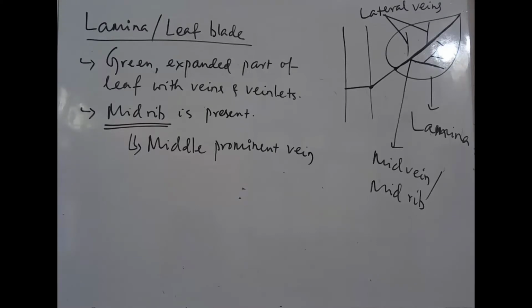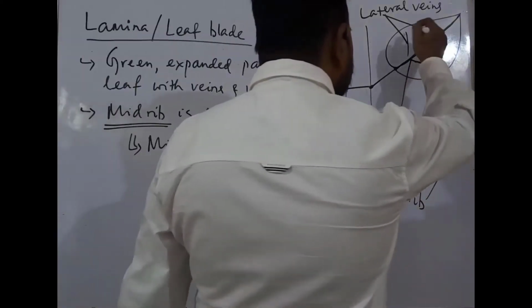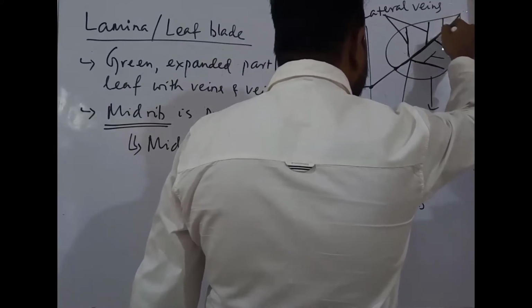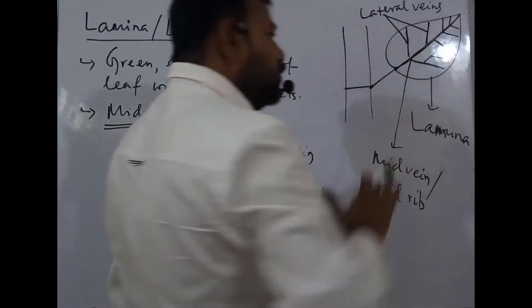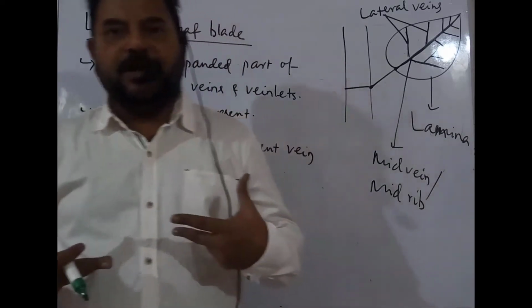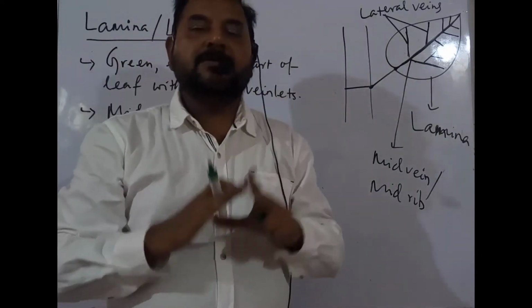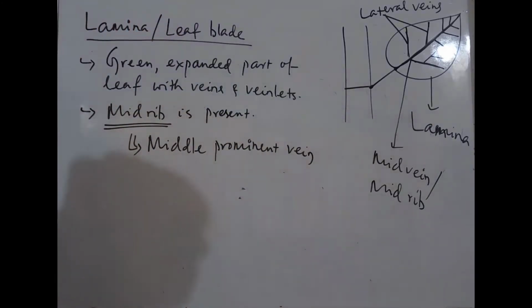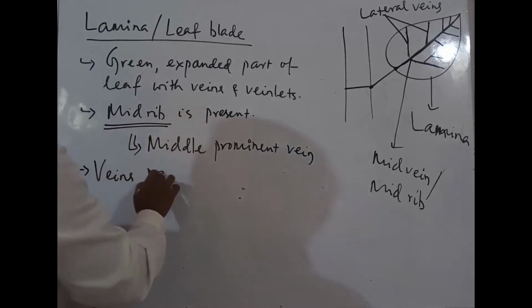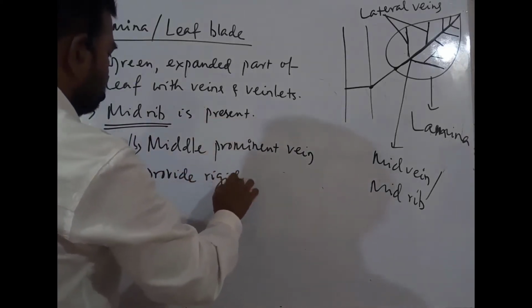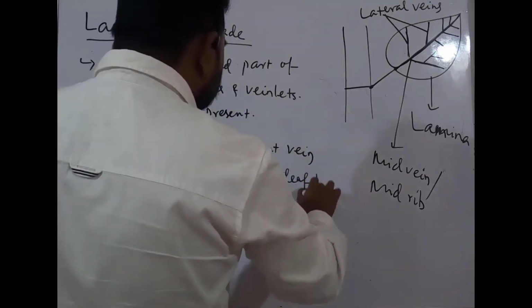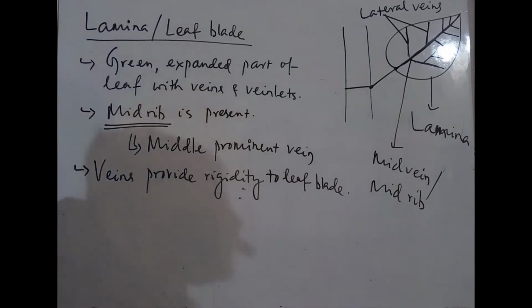और जो वेन्स का क्या फंक्शन है? वेन्स प्रोवाइड रिजिडिटी टू द लीफ प्लेट. वेन्स लीफ लैमिना को सपोर्ट देते हैं. जैसे कि हमारे बॉडी में स्केलेटल सपोर्ट है, उस तरह लीफ लैमिना में वेन्स सपोर्ट देते हैं, जो कि रिजिडिटी प्रोवाइड करते हैं लीफ सरफेस को या लैमिना को. सो वेन्स प्रोवाइड रिजिडिटी टू लीफ ब्लेड. लीफ ब्लेड या लीफ लैमिना भी लिख सकते हैं.